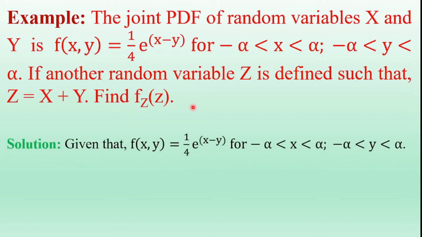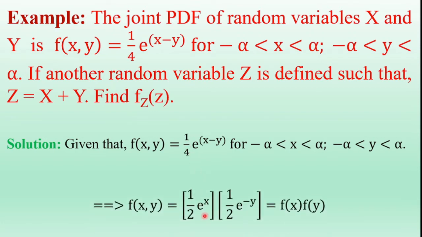Coming to the solution, given that the joint density function is f of x comma y equal to 1 by 4 into e power x minus y, for x equal to minus alpha to alpha and y equal to minus alpha to alpha. Now here this exponential term is written as 1 by 2 into e power x into 1 by 2 into e power minus y. So this is considered as f of x and this is considered as f of y. So f of x comma y is equal to f of x into f of y, since x and y are independent random variables.